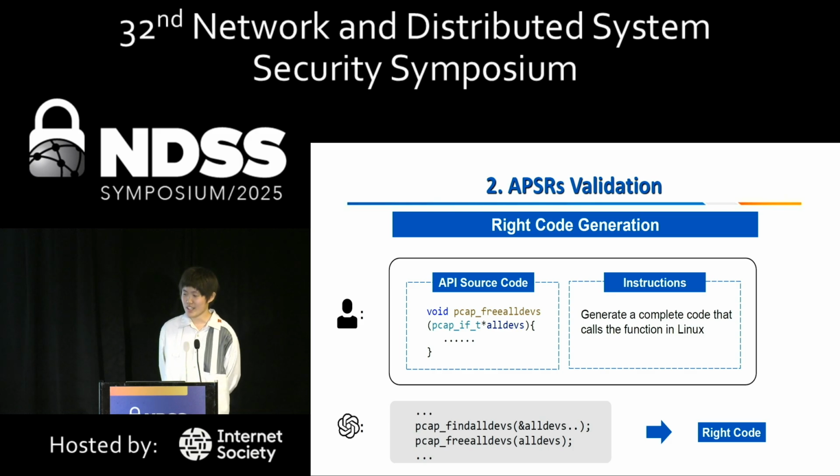To generate the write code, GPT-8 provides API source code and instructions, and in this process, to improve the success rate, if a code cannot run successfully, GPT-8 provides the execution results and the code, then instructs the LLM to fix the code.